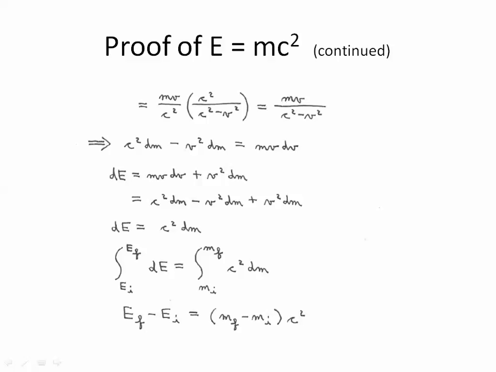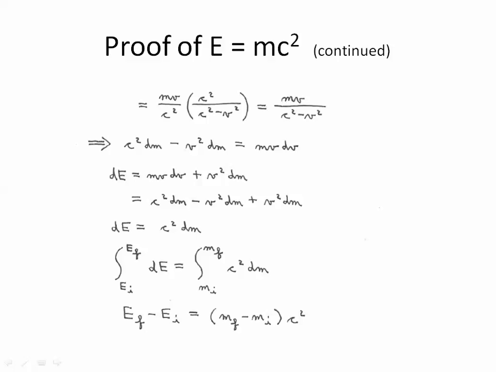We flip the numerator and denominator from the expression at the bottom of the last slide, getting rid of the exponent minus 1. The result is the derivative of mass with respect to velocity equals m times v divided by quantity c squared minus v squared. We multiply both sides of the equality by quantity c squared minus v squared and also by the differential for velocity dv. We have c squared times the differential for mass minus v squared times the differential for mass equals m times v times the differential for velocity.